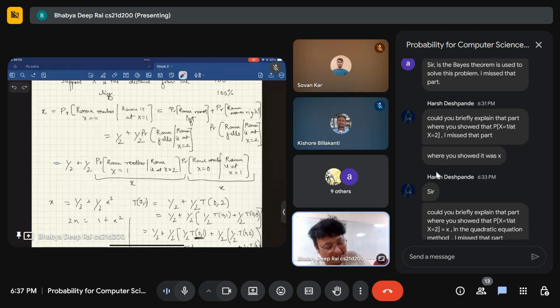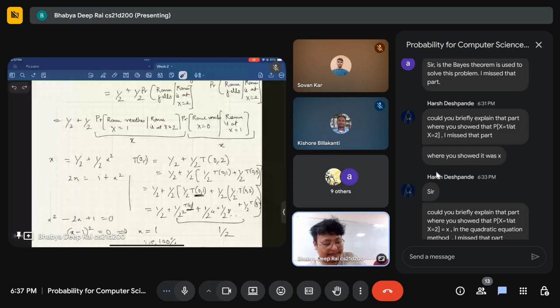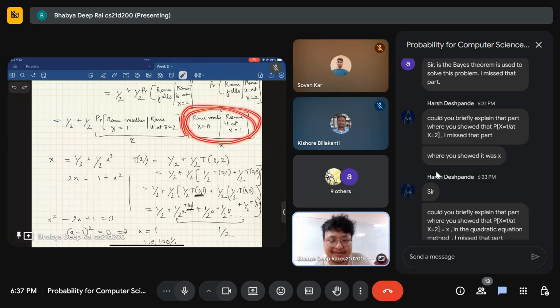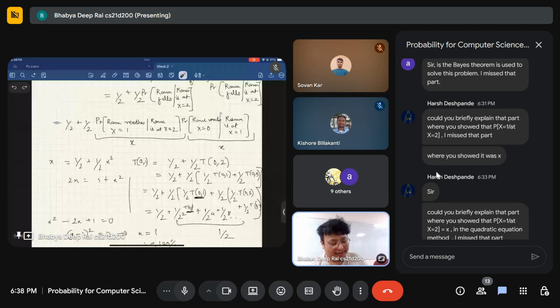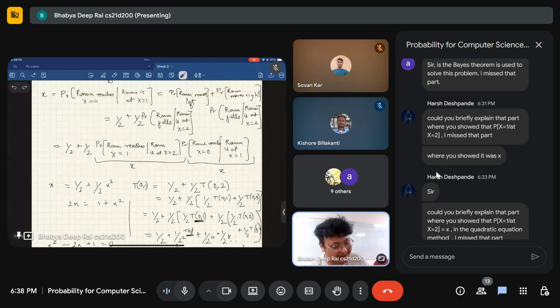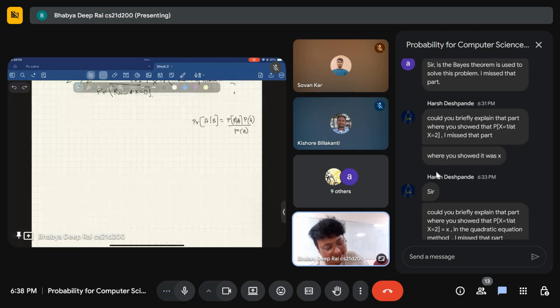So I think up till here it's fine, right? Up till this point. Okay, so if that is the case, then this is also fine. This is nothing but x. Great. What about this probability that Ramu reaches x equals 1 such that Ramu is at x equals 2? Probability that Ramu reaches x equals 1 such that Ramu is at x equals 2.